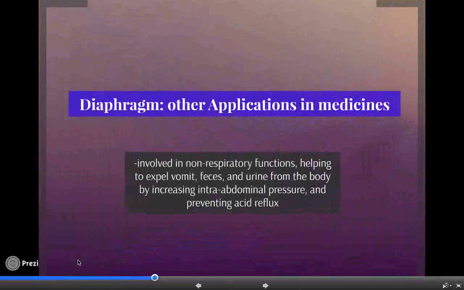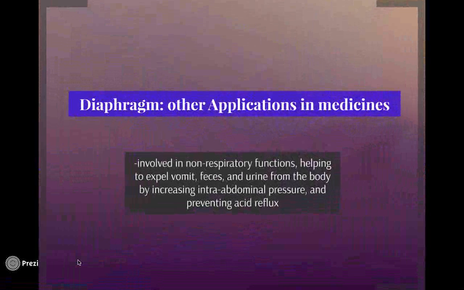Diaphragm. We have other applications in medicine. The diaphragm is also involved in non-respiratory functions, such as helping to expel vomit, feces, and urine from the body, by increasing intra-abdominal pressure and by preventing acid reflux.